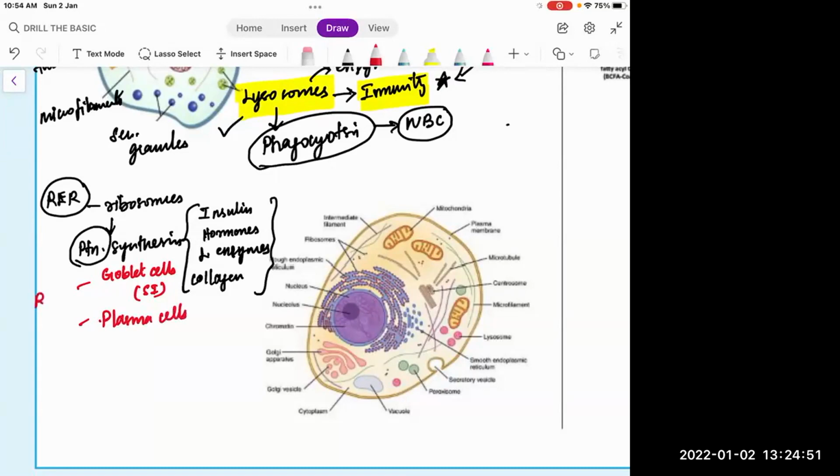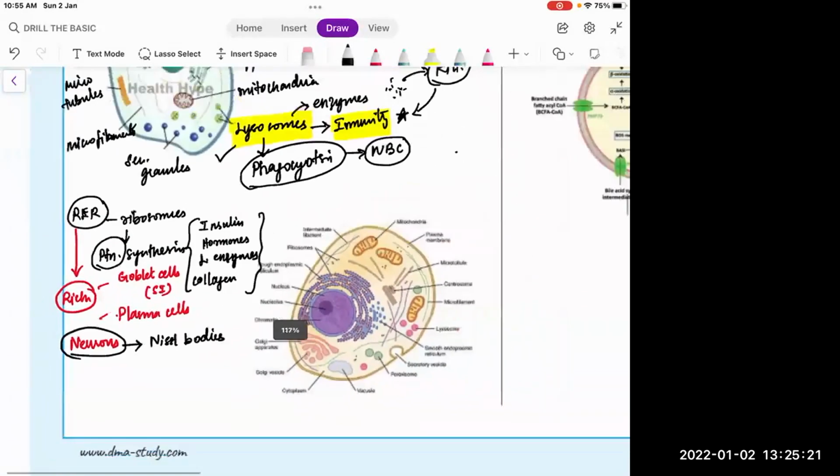So which has rich composition of the rough endoplasmic reticulum. So in case of neurons, where you will see this rough endoplasmic reticulum, it is present as Nissl bodies. So which has the rich source of the enzymes. Okay. So this is about the rough endoplasmic reticulum.